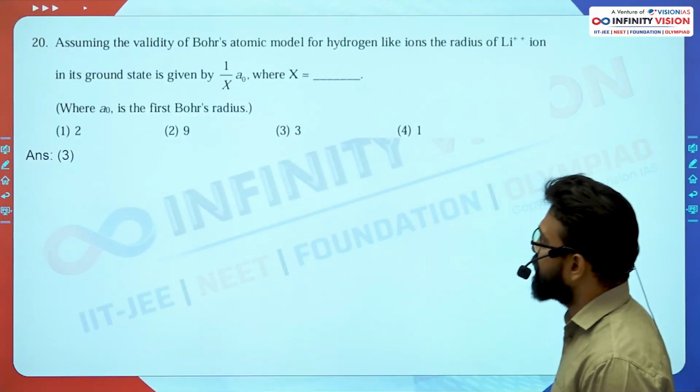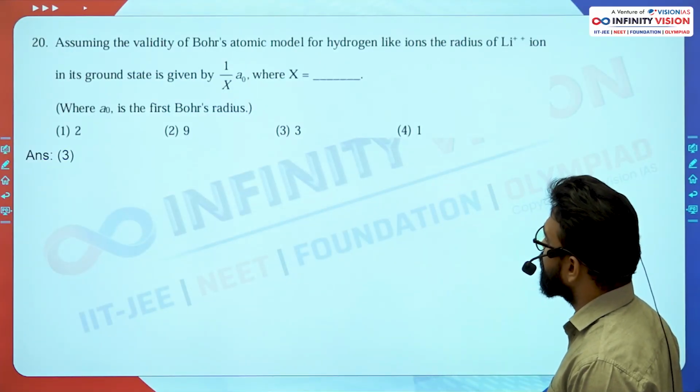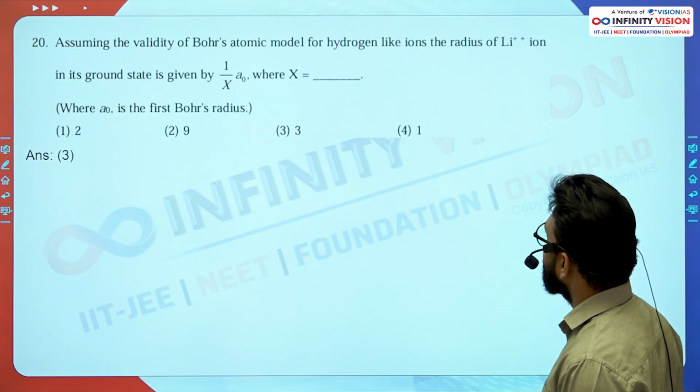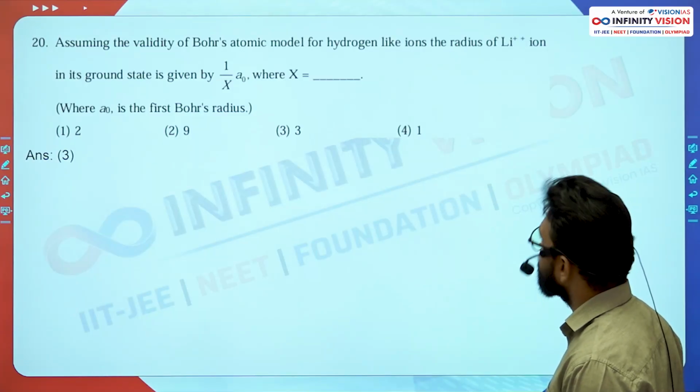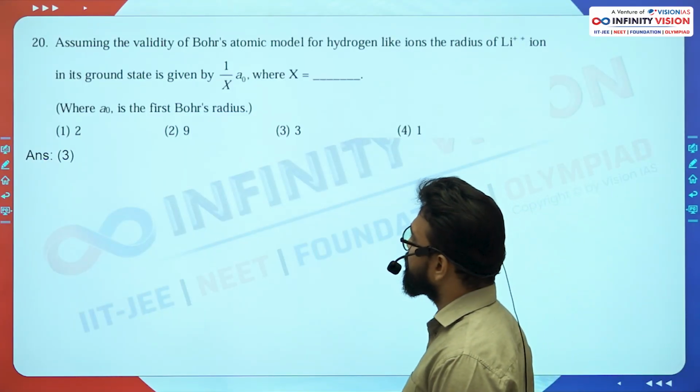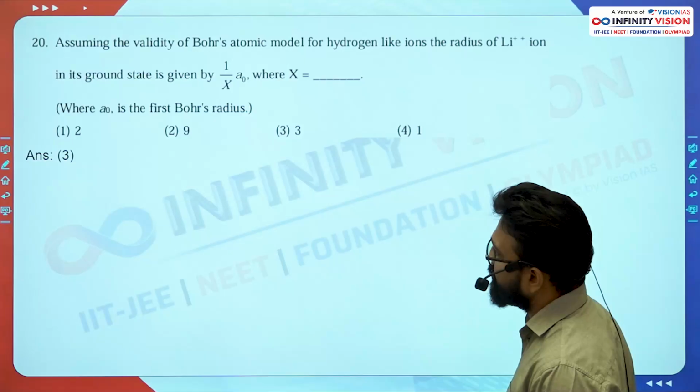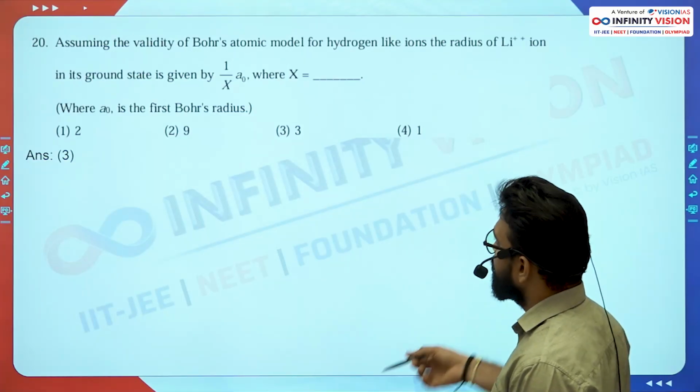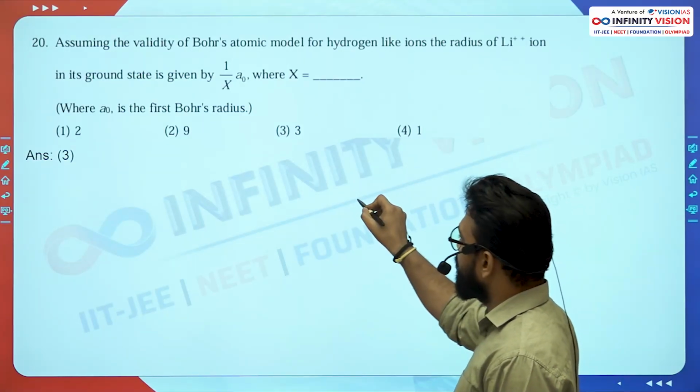Next, assume the validity of the Bohr atomic model for hydrogen-like ions. The radius of the Li plus plus ion in its ground state is given by this. What is the value of x, where A0 is the first Bohr orbit radius?